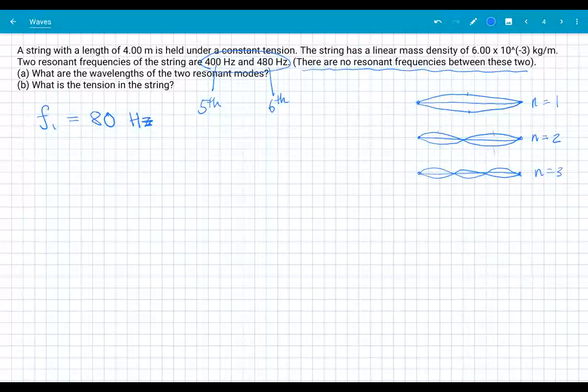And again, it's fairly straightforward. These are just multiples of the fundamental frequency. So what will my fifth mode look like? Or my n equals 5.